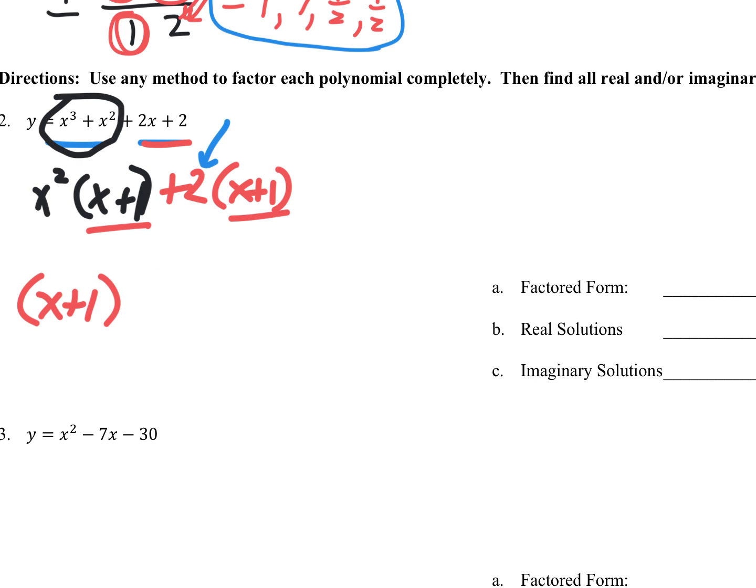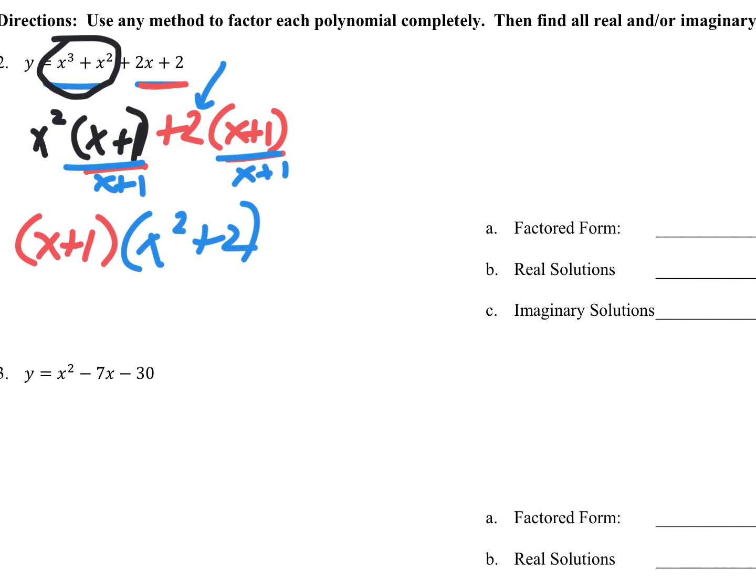Okay, so you factor that out, and then what's left is, it's kind of like you divided both of these by x plus 1. And it just kind of cancels those out. And then what's left is the x squared plus 2. Can that be factored? No, not unless you use imaginaries.